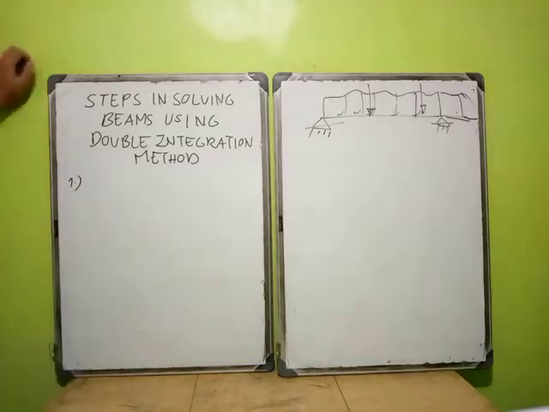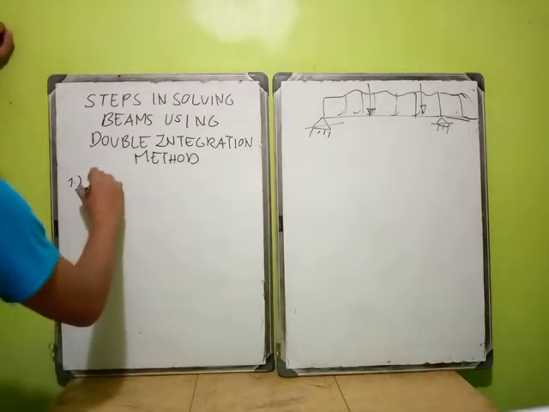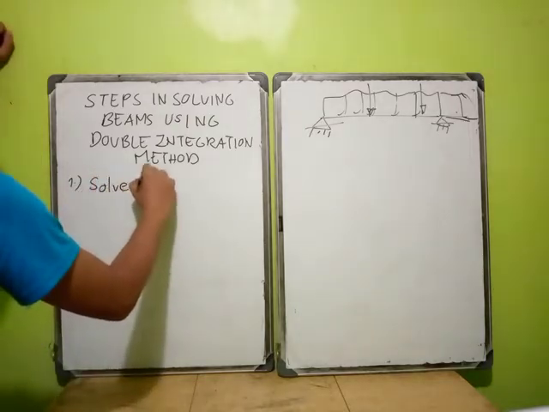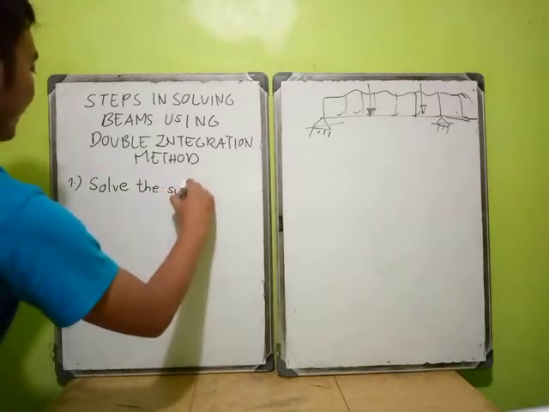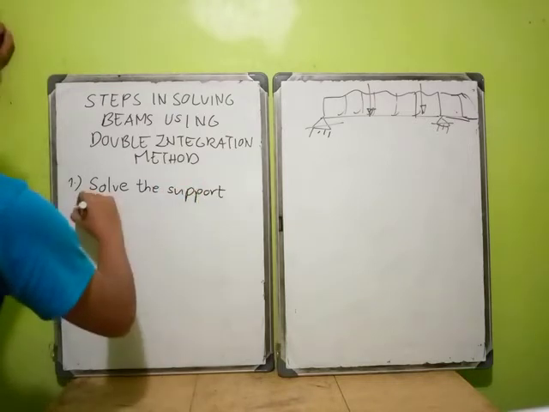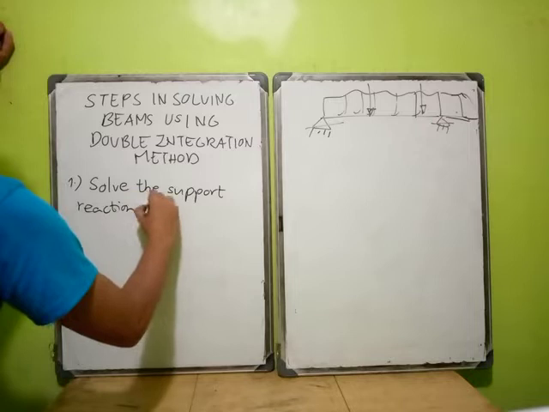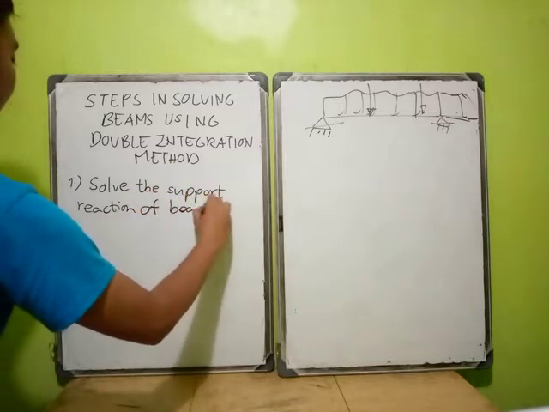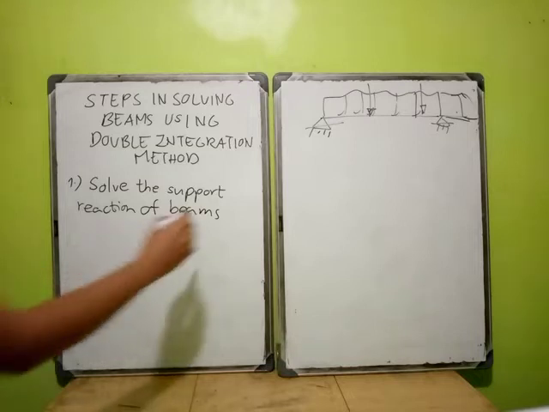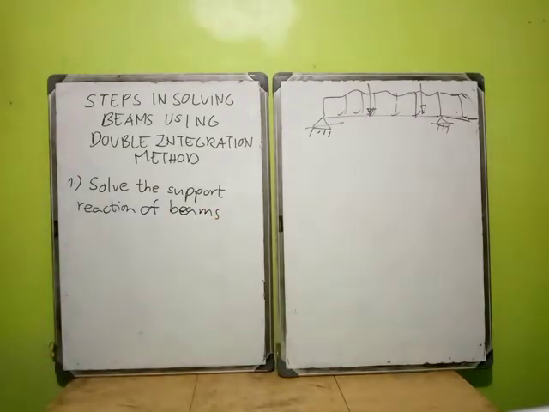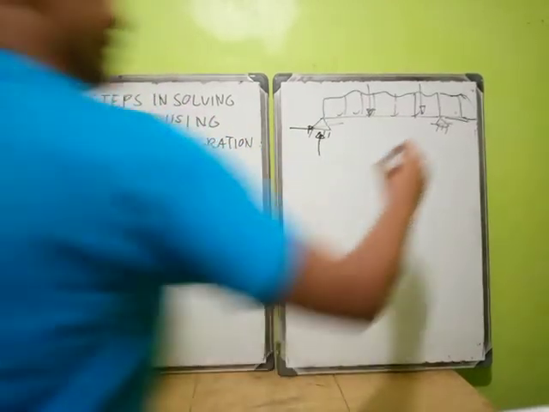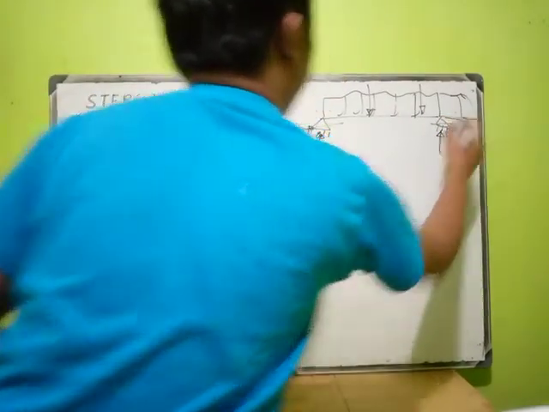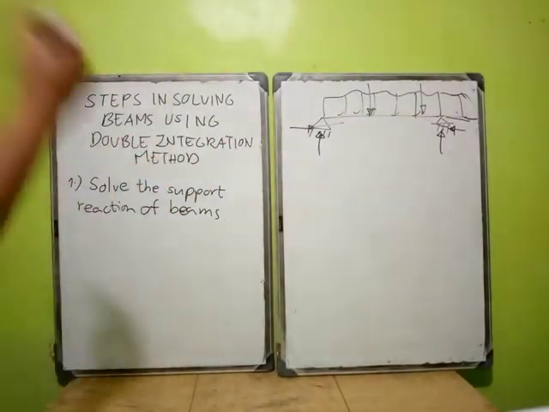First is solve the support reactions of beams. Ito yung unang step natin. I-solve natin ang support reaction ng beams. So, ibig sabihin, if ito yung beam natin, we need to compute the reactions. Specifically, these reactions are both vertical and horizontal.